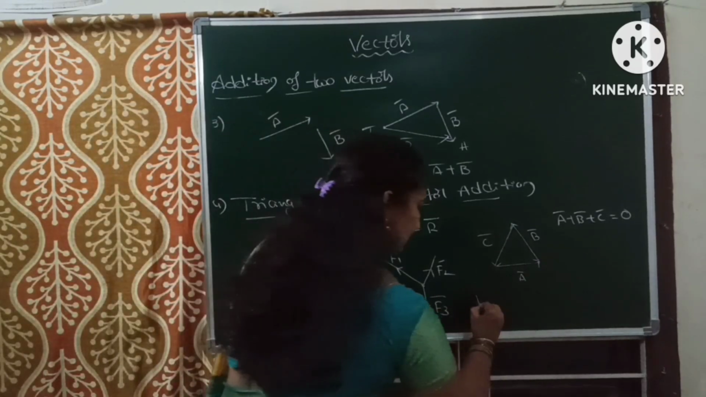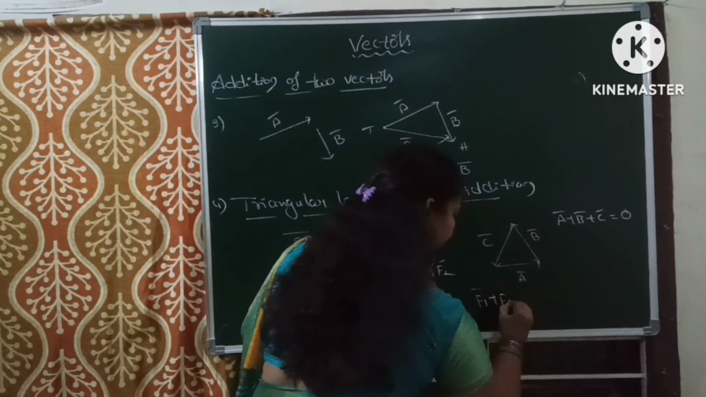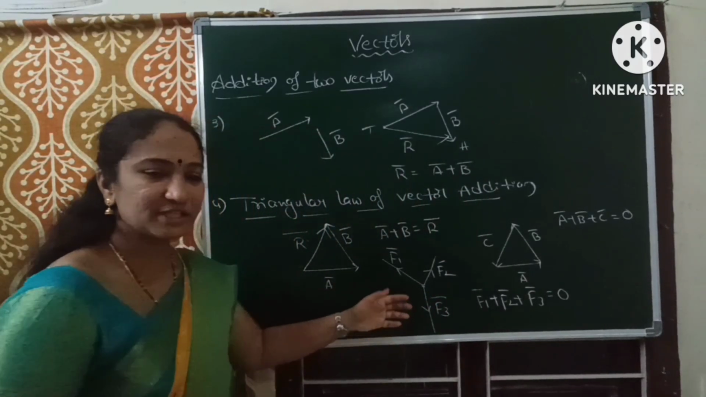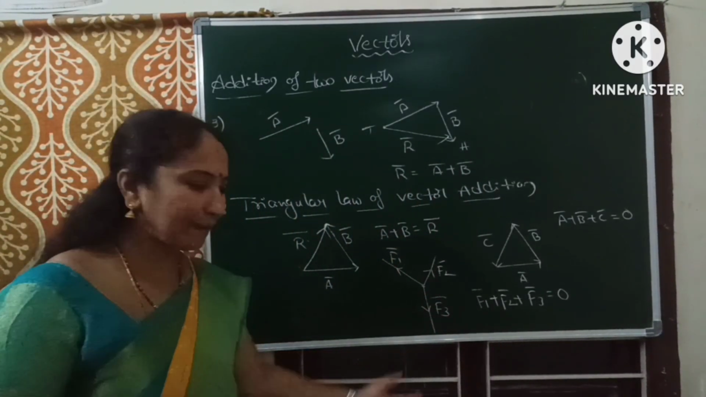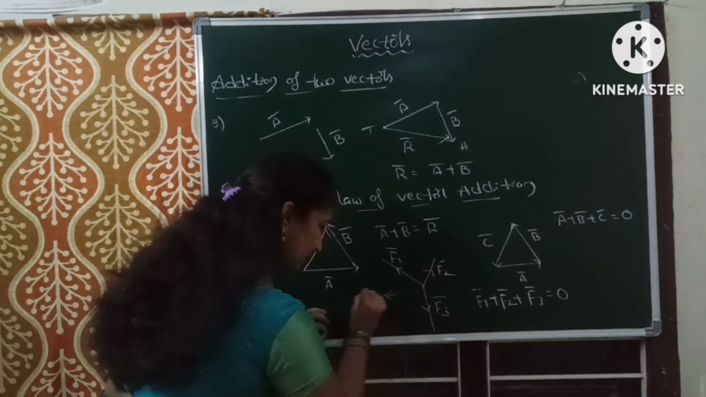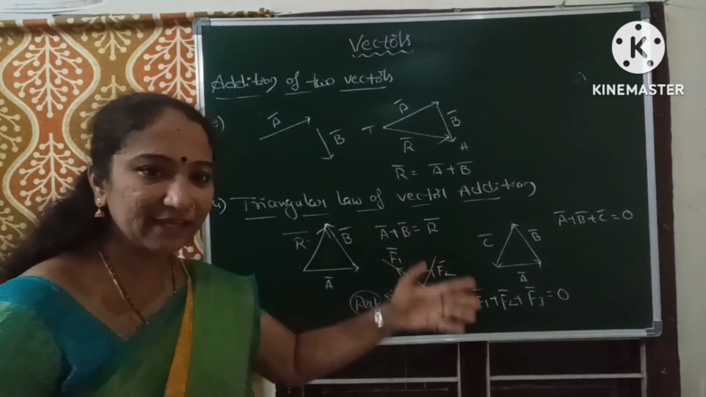That means here F1 bar plus F2 bar plus F3 bar is equal to 0. What does 0 mean? 0 means the particle is in the state of rest. That means all forces are in equilibrium.